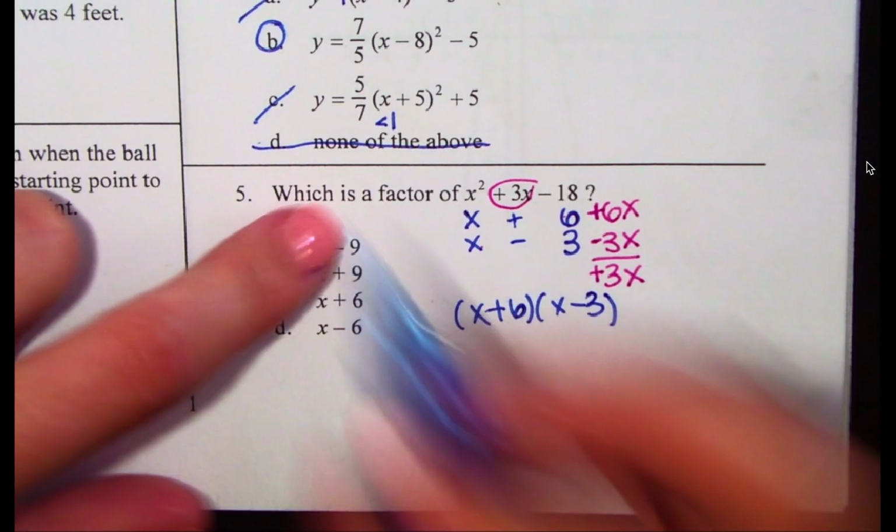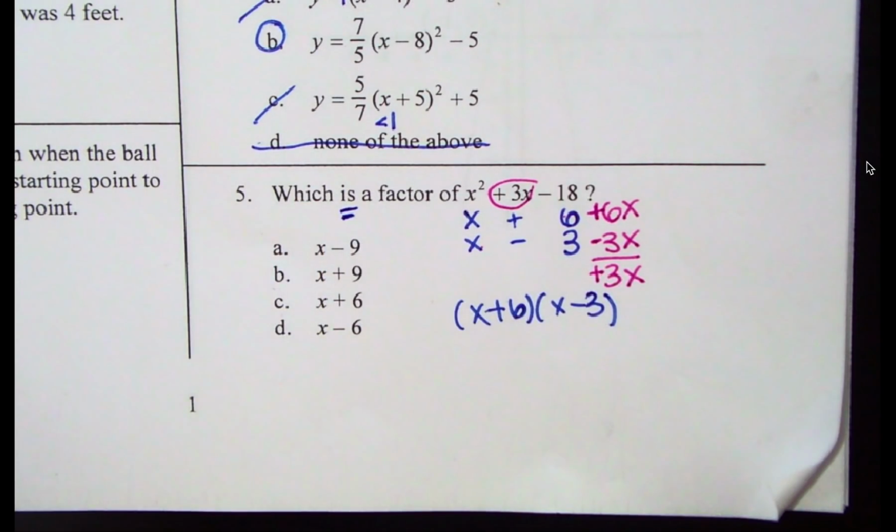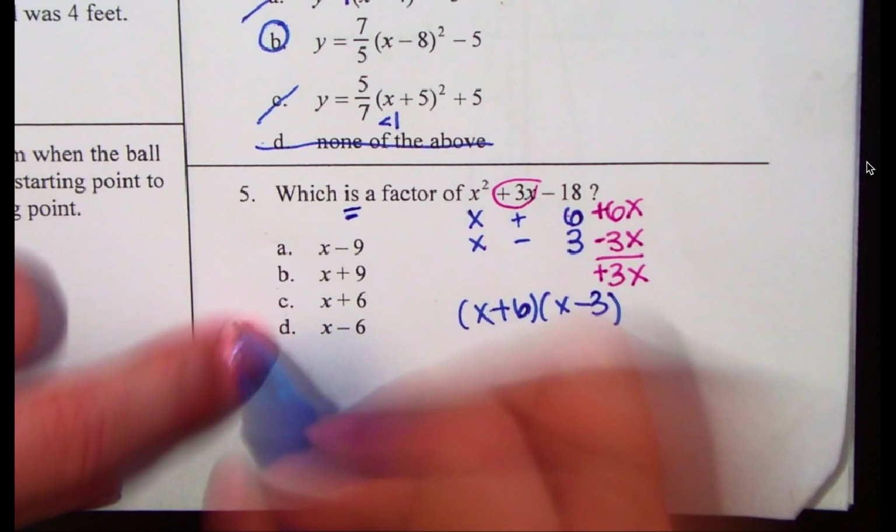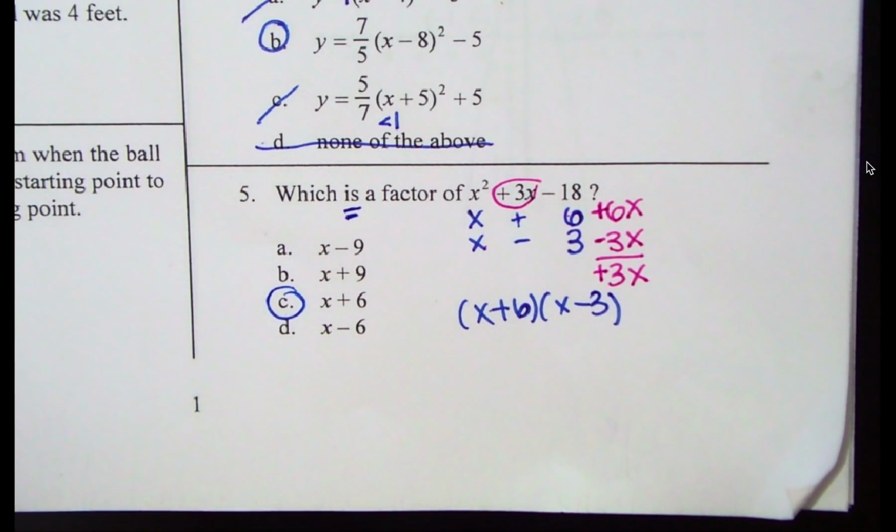So it's asking which is a factor, meaning we're just going to have one answer. So you don't see x minus 3, but you do see x plus 6. So C is our answer.